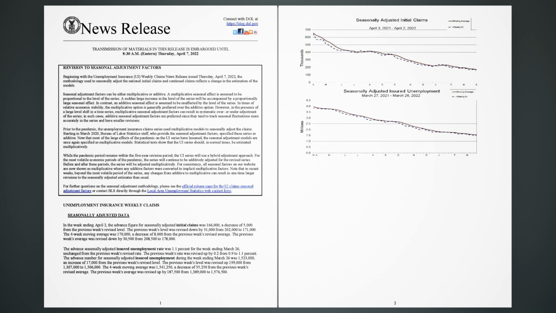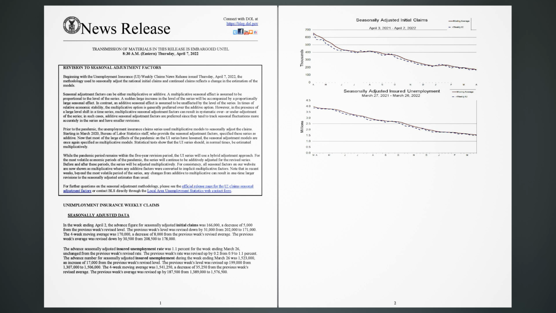For consistency, all seasonal factors on our website are now shown as multiplicative, where any additive factors were converted to implicit multiplicative factors. Note that in recent weeks, beyond the most volatile period of the series, any changes from additive to multiplicative can result in one-time larger revisions to the seasonally adjusted estimates than usual. For further questions on the seasonal adjustment methodology, please see the official release page for the UI Claims Seasonal Adjustment Factors or contact BLS directly through the local area unemployment statistics web contact form.